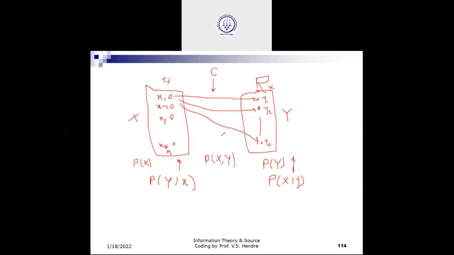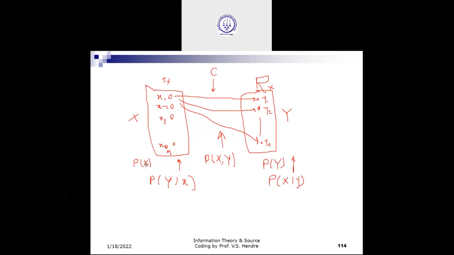So P of x comma y, that I can see along with the channel. These are the probability knowledge with respect to the channel that we require in order to understand the information transmission carried out along the channel. So what are the probabilities?